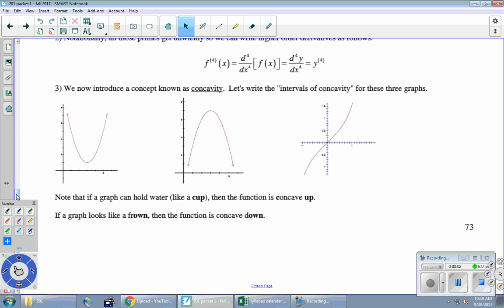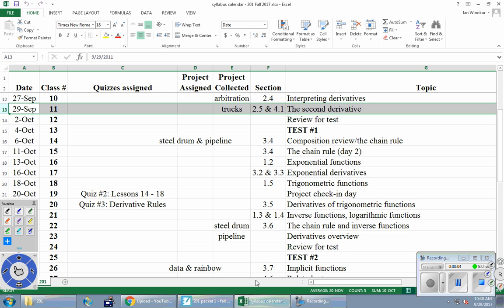Okay, gang, welcome back. Happy Friday. We are starting on page 73. We'll take our look at the calendar. Lots of stuff going on right now.